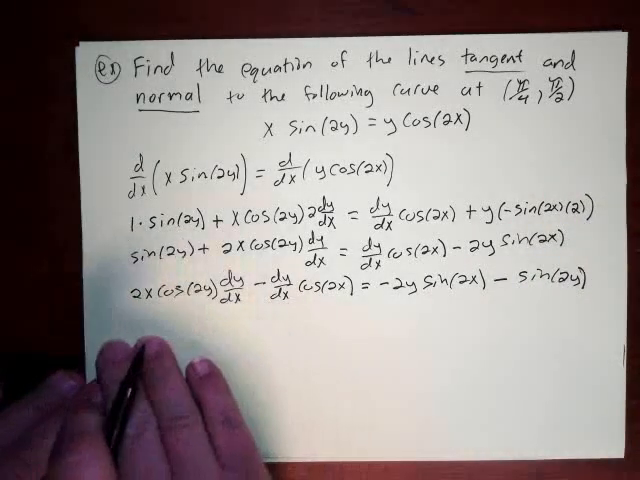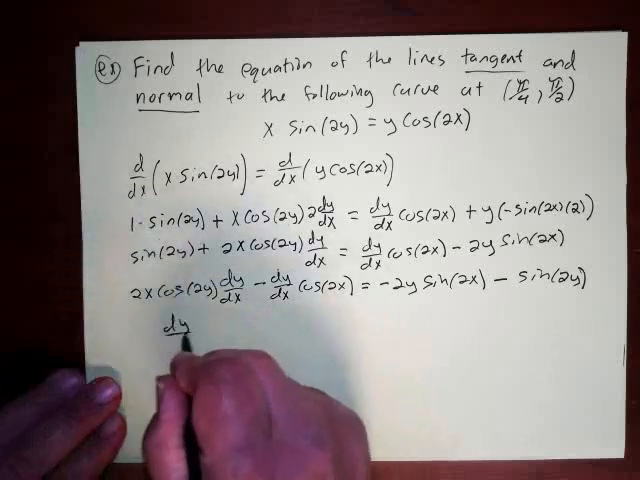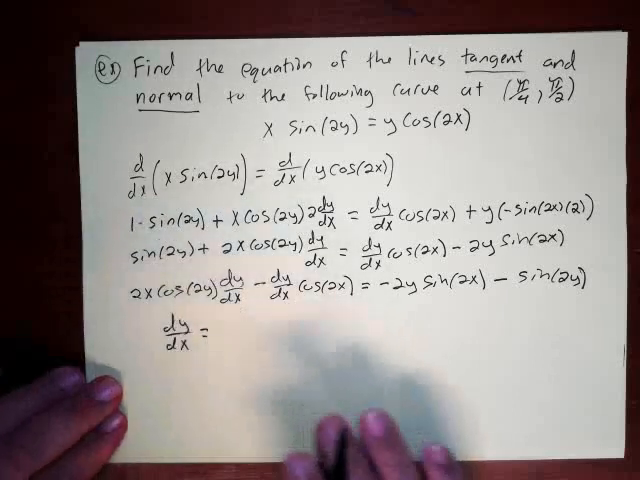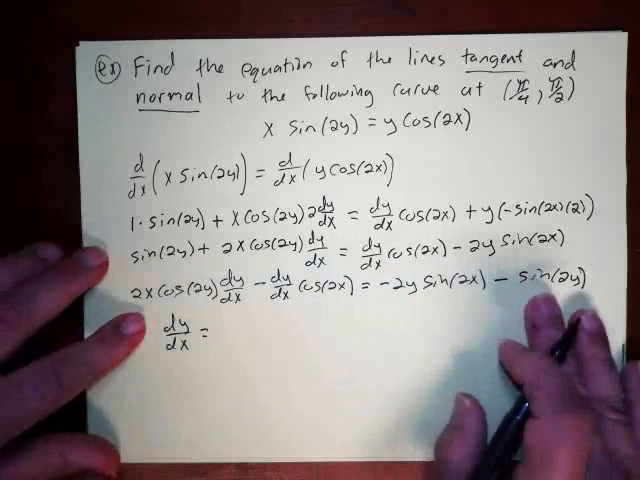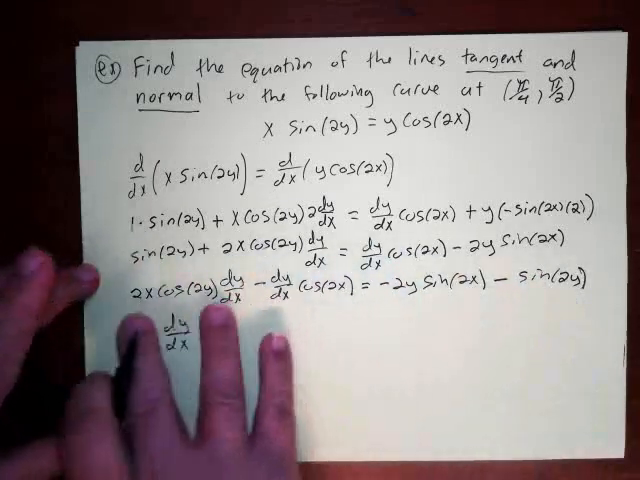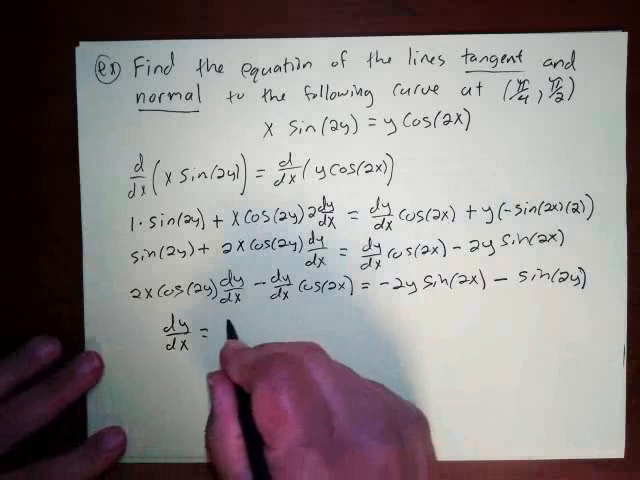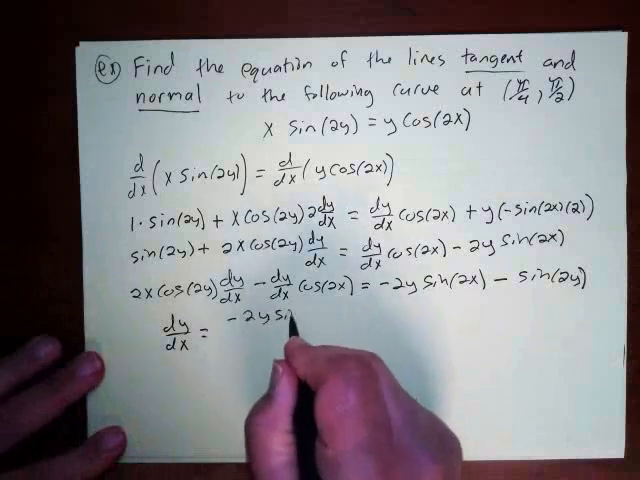Now I'll pull out the dy/dx, and then divide both sides by what remains after I pull out the dy/dx. If I do that, I'll get this.